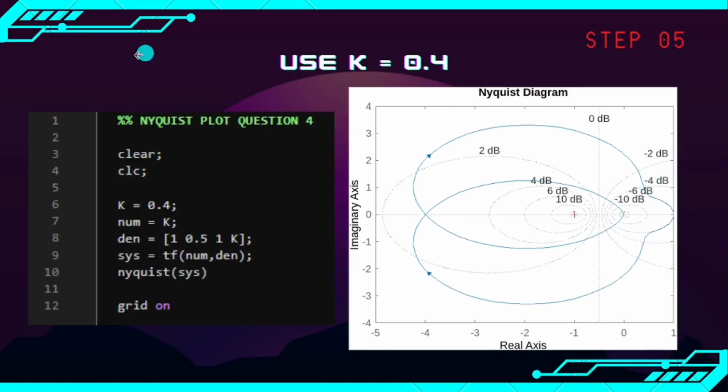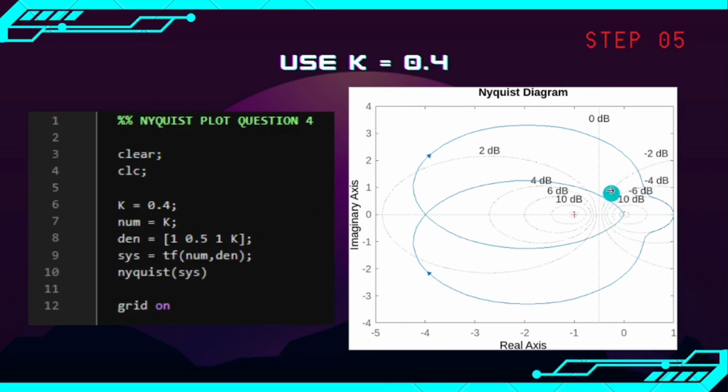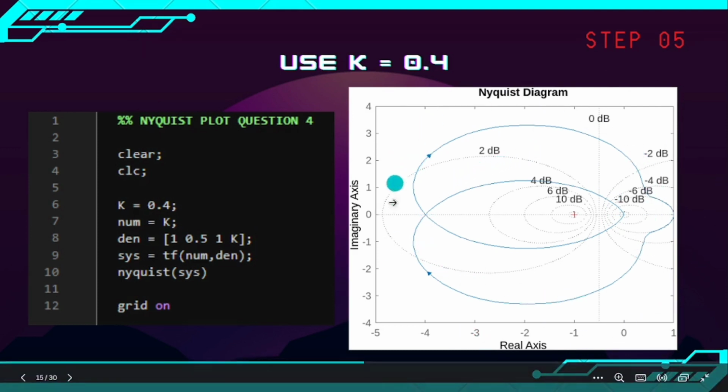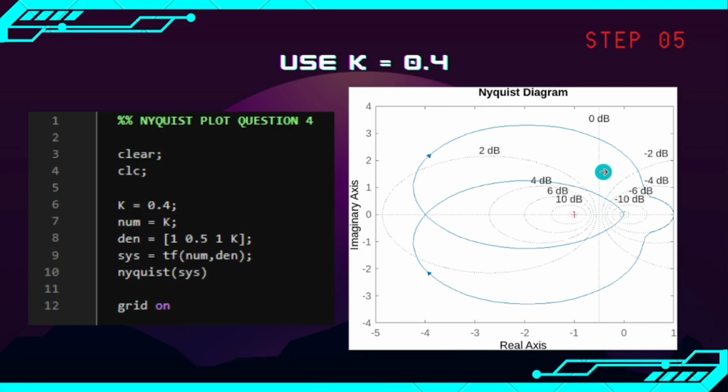We use K equal to 0.4 and then insert it in the Matlab code, and then we get the Nyquist diagram. As you can see, the Nyquist diagram shows a stable system, because the path crosses the real axis in the left half plane.